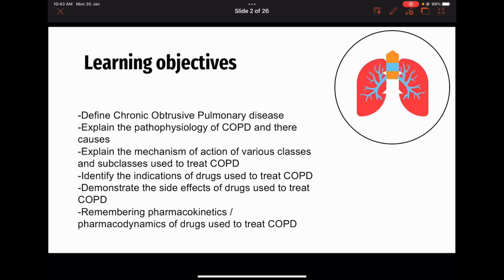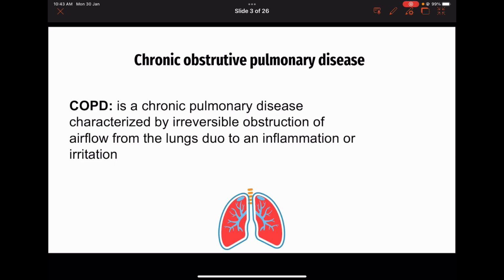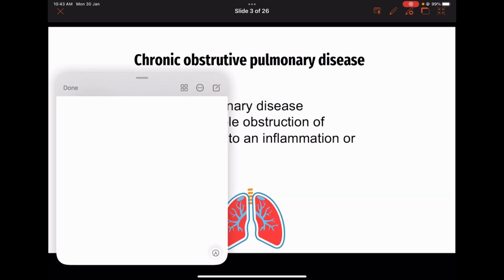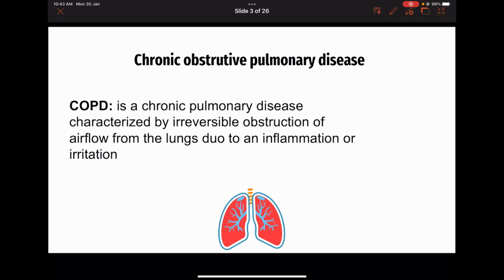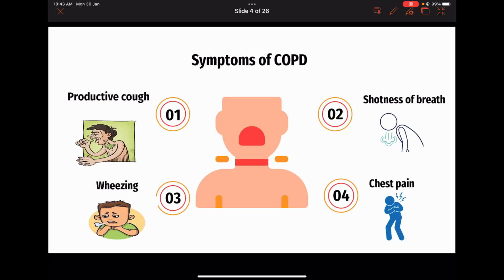First of all, what is chronic obstructive pulmonary disease, or COPD? COPD is a pulmonary disease characterized by a chronic obstruction of airflow from the lungs due to an inflammation in the lung. In the beginning, COPD starts with only mild symptoms, but as the disease gets worse, symptoms usually become more severe and include a productive cough, shortness of breath, wheezing, and chest tightness.